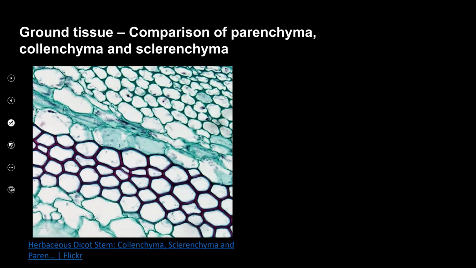If we look at this picture, let's see if we can identify. Here we have cells with thin walls. What type of ground tissue would they be? Which is the type of ground tissue with thin walls? Parenchyma. If we look at these cells, the walls are thickened, but only in the corners, so that would be Collenchyma. And if we look here, the walls are thickened all the way around, so that would be Sclerenchyma.